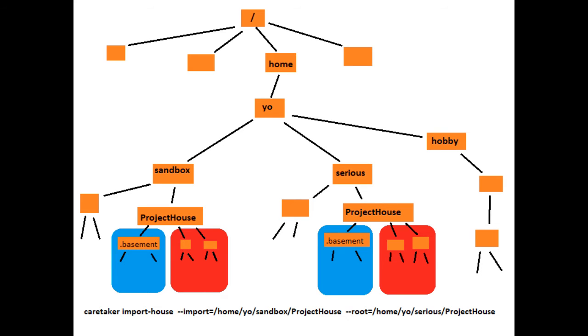You can also import one project house, which means all its projects, into another one. For example, for the import of the left into the right one, we use the command Caretaker import house with one import argument for the imported project house and a root argument for the importing project house. After this import, the left project house can safely be removed because all its projects are now added into the right one.